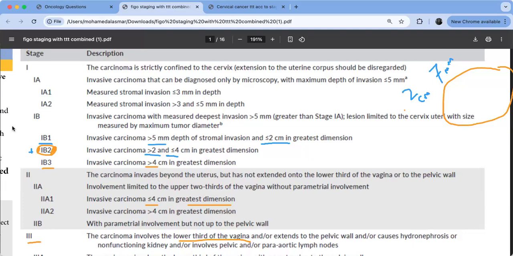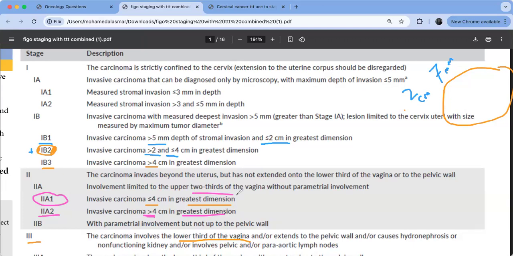This is a tricky one and they like this one in the exams. Not every tumor size 4 is a stage 1B2. Look to where the tumor actually is. I hope it's clear. 2A2 is invasive carcinoma more than 4 in the greatest dimension. But again, remember the spread.